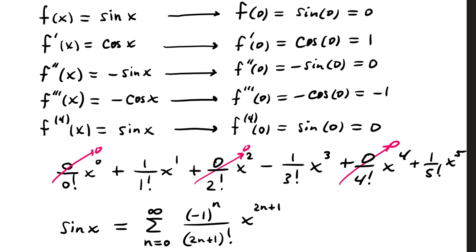Then, if we move our index from 0 to 1, 2 times 1 plus 1, that's 3 factorial. Negative 1 to the first is a negative 1. And 2 times 1 plus 1, that's 3. And then you try it one more time just to be double sure. When we move up to n equals 2, 2 times 2 plus 1 is 5. So we got a 5 factorial. Negative 1 squared, that's a positive 1. 2 times 2 plus 1, that gives us x to the 5th.